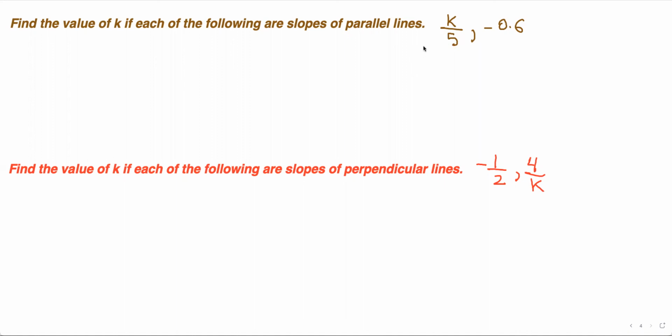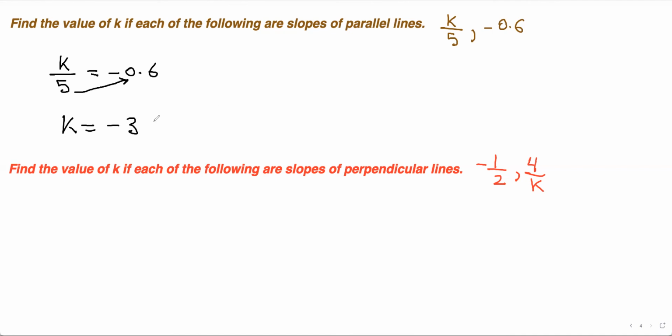So what can we do with this? There are a few things that we could do. I'll show you two things. You could just write k over 5 should equal negative 0.6, because this slope must equal this slope for the two lines to be parallel. And then if you cross multiply the 5, k would be 5 times negative 0.6, and that would give you negative 3.